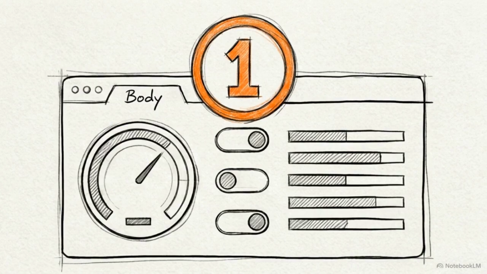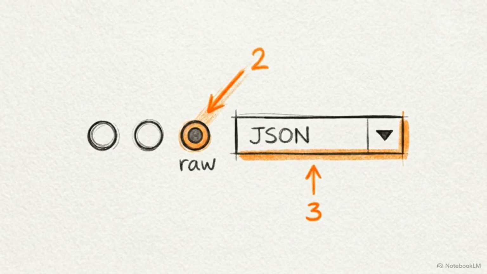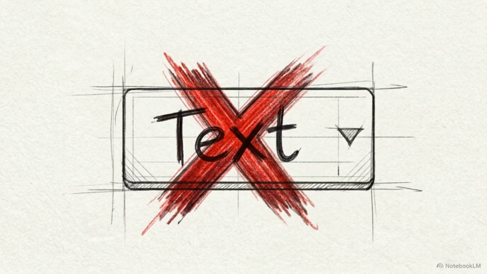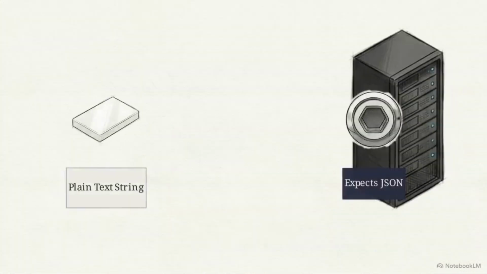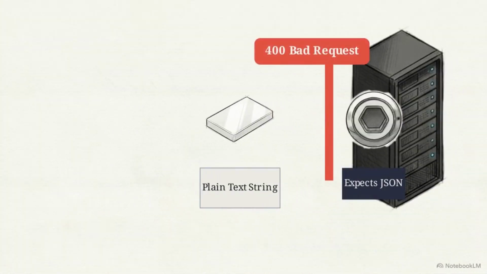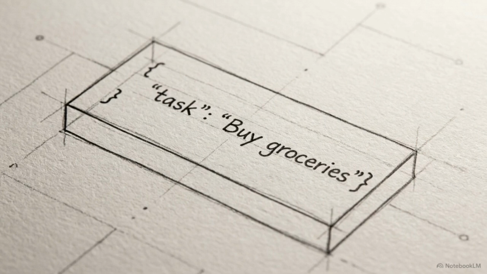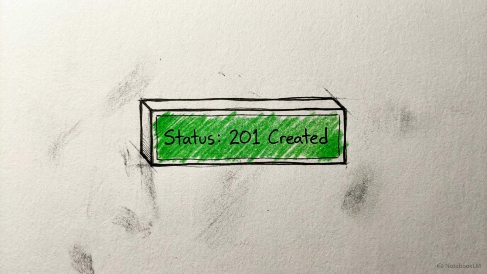To format the outgoing data, follow these steps in Postman. Click the Body tab, select the Raw radio button, and use the dropdown to set the format to JSON. If you forget to switch from text to JSON, the server won't understand the input and the process will fail. Send a request containing a new task object. You should see a success message in the response window.